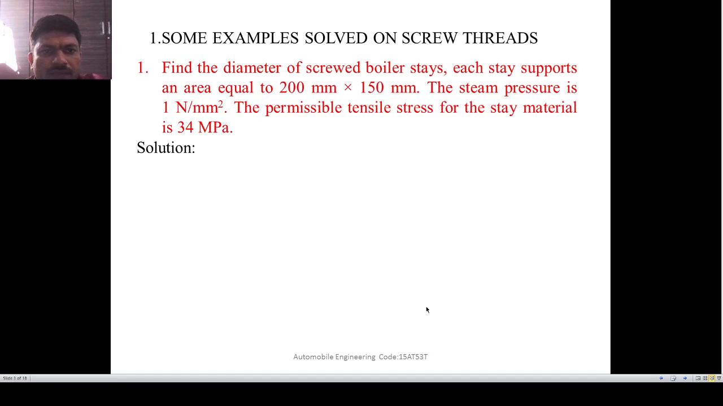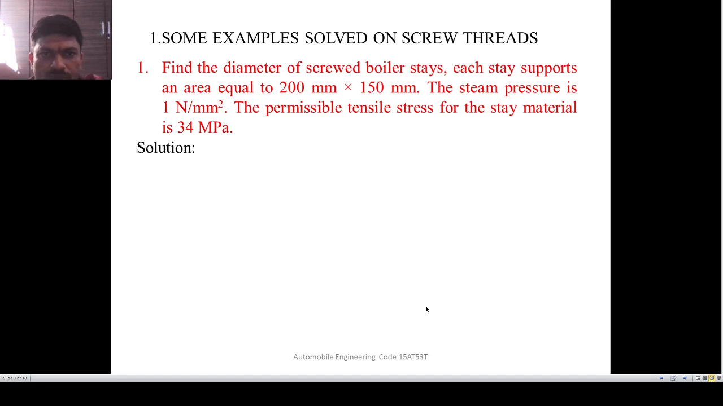Problem 1: find the diameter of the screwed boiler stay. Each stay supports an area equal to 200 mm by 150 mm. The steam pressure is 1 Newton per mm square. The permissible tensile stress for the stay material is 34 megapascal. First of all, we have to extract the given data. Once again, find the diameter of the screwed boiler stay.